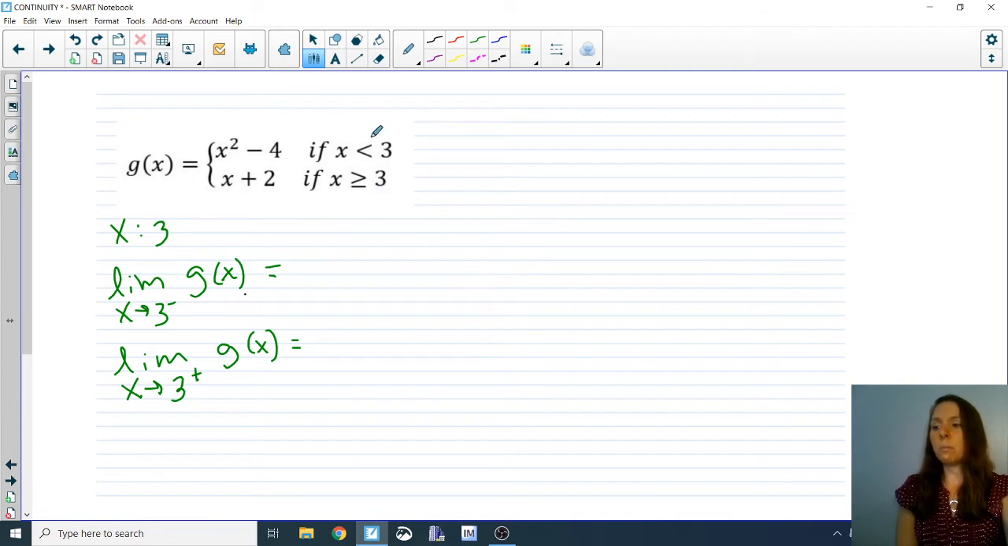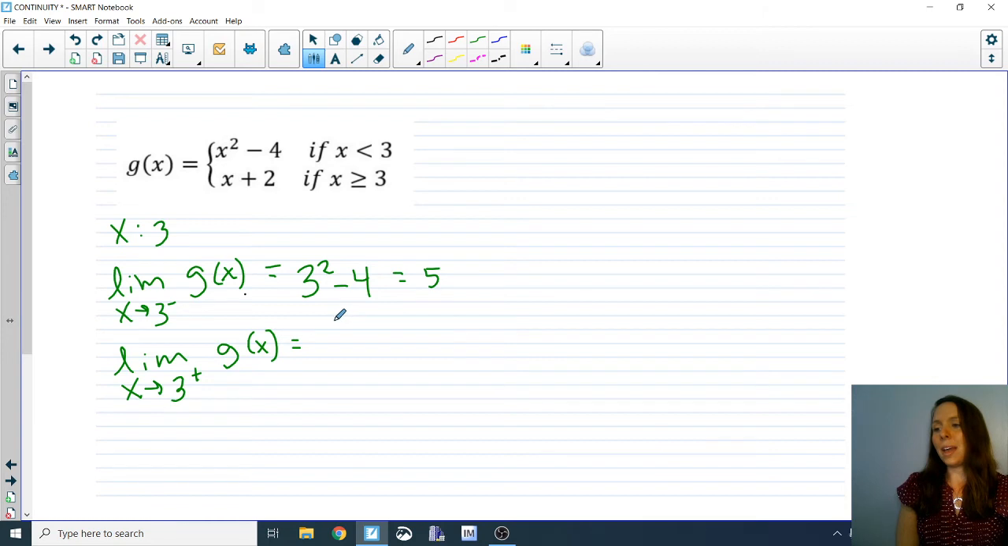And so where we have the definition of our function less than 3, that is what you are going to use for your left-hand limit. Less than is left, right? So all I'm going to do here is take x equals 3 and sub it into the less than piece of this piecewise. So I'm taking 3 squared minus 4. Okay, what is that? 3 squared minus 4 is 5, yeah.